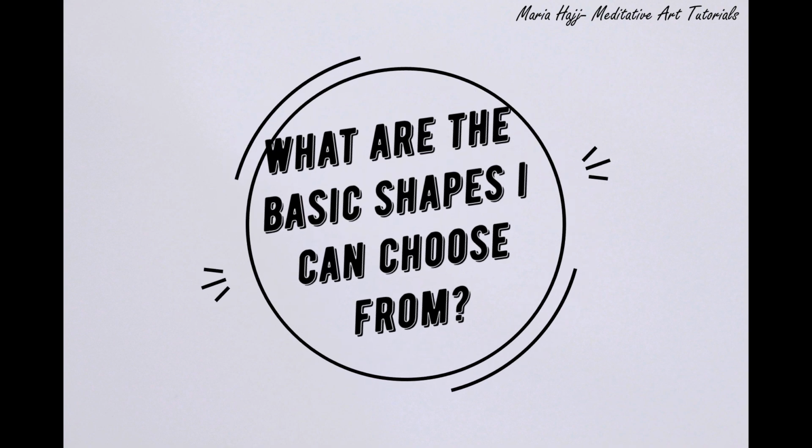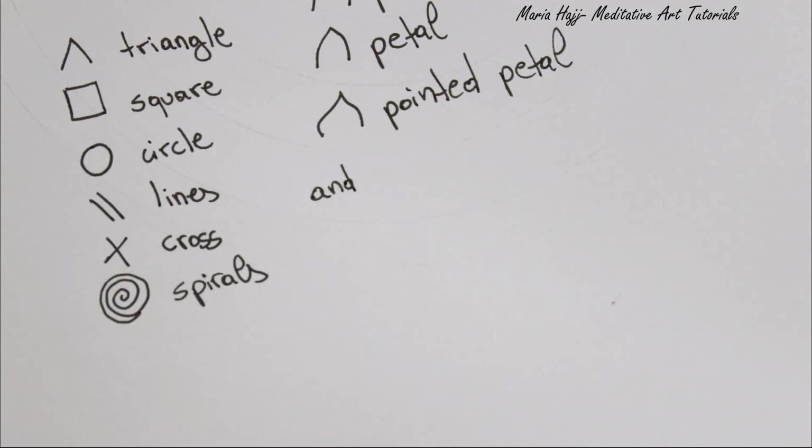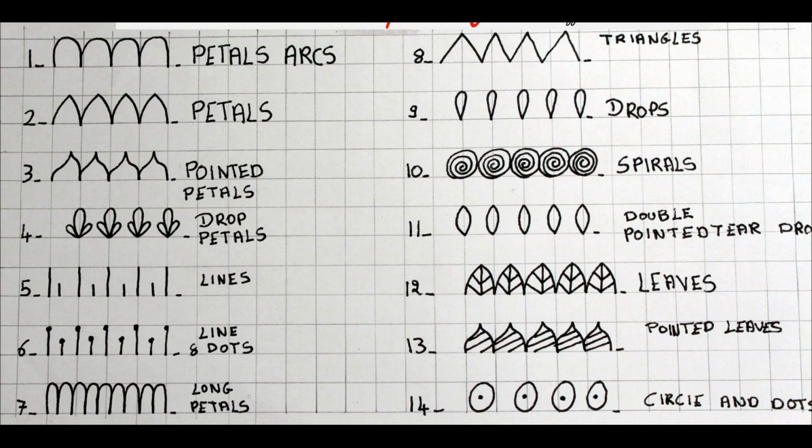Last, what are the basic shapes that you can choose from? You have the triangle, square, circle, lines, cross, spirals, petal, pointed petal, and many more shapes. This is the list of the shapes that you can use, and you can find this exact tutorial on my channel.